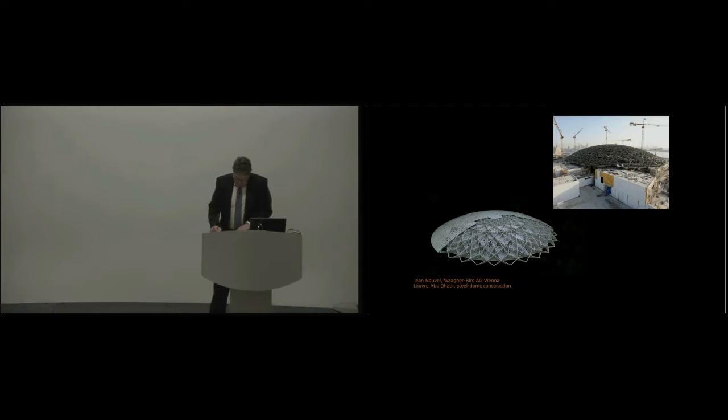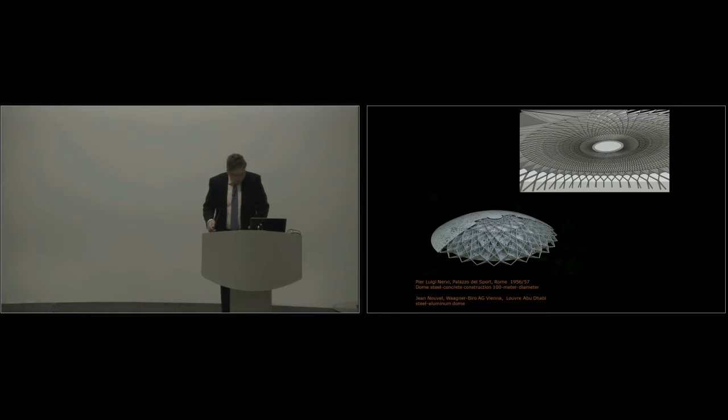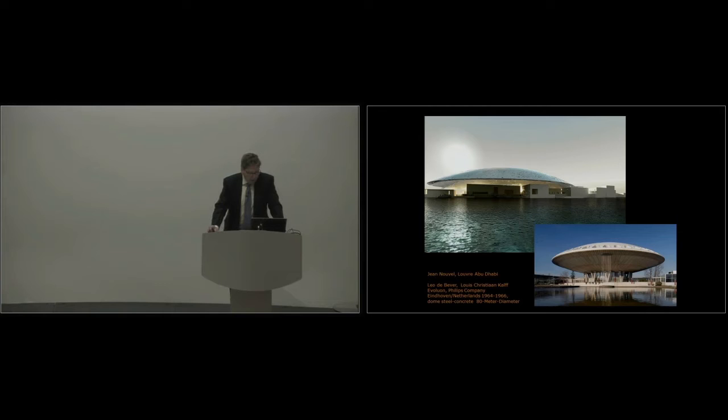The perfectly constructed dome oscillates between references to Arabic architecture and the most ambitious structural engineering projects of the 20th century, for instance, by the work of Pierluigi Nervi and others, such as the not so well known but very remarkable Evoluon for the Philips Company in Eindhoven in the Netherlands by Leon de Bever and Louis Christian Kalf.